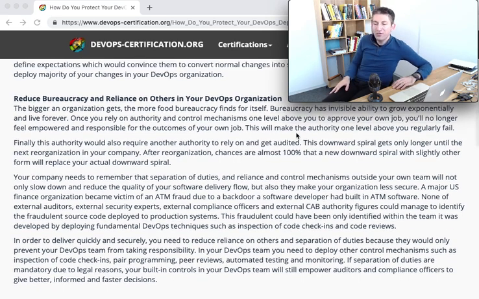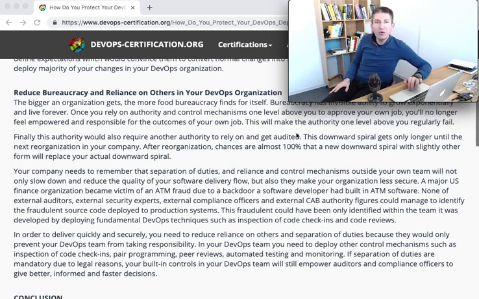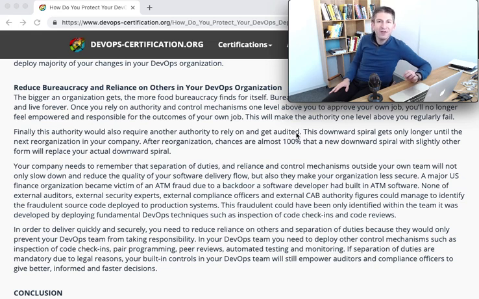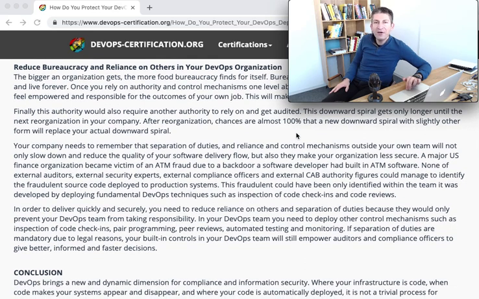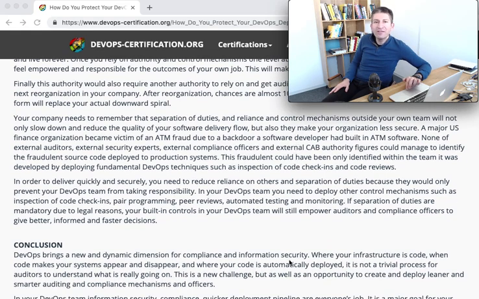And finally, what happens is you will have an authority, and then as you create troubles, your authority will also be in trouble, and then they will also need another level of authority to get audited as well. And this downward spiral gets only longer until the next reorganization in your company. And after reorganization, chances are almost 100% that a new downward spiral with a slightly other form will replace your actual downward spiral. So your company needs to remember that separation of duties and reliance on control mechanisms outside your own team will not only slow down and reduce the quality of your software delivery flow, but also make your organization less secure.